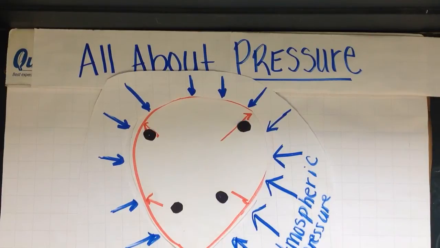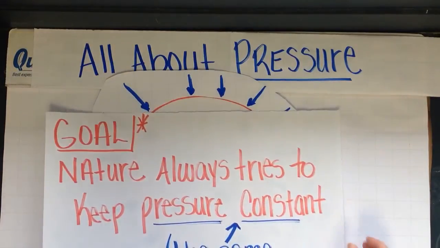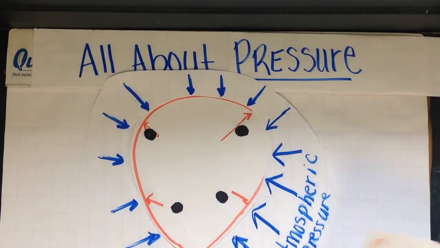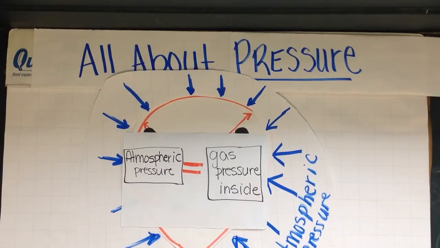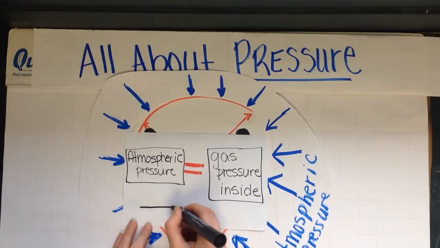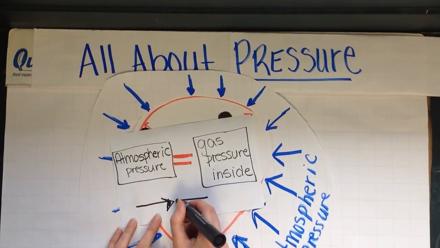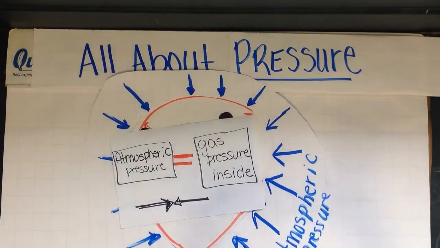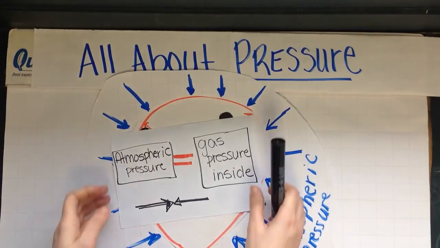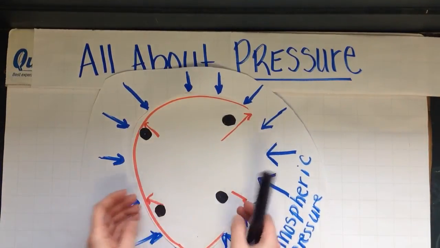What happens is the whole goal, right, of nature is that nature wants to make sure that this pressure, wherever it is, inside or out, stays constant, right? So nature always wants this atmospheric pressure to equal whatever pressure is inside something, okay? And a lot of times we like to draw it like this, that the atmosphere's arrow showing pressure is equal in length to the pressure inside, equal, okay?